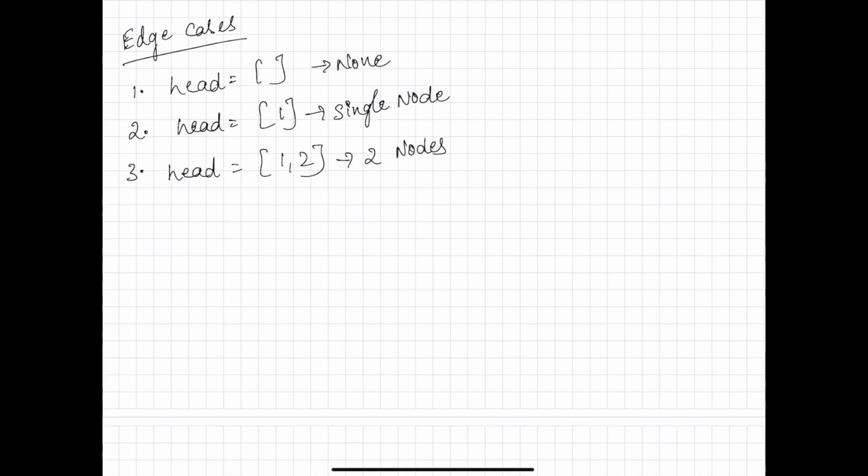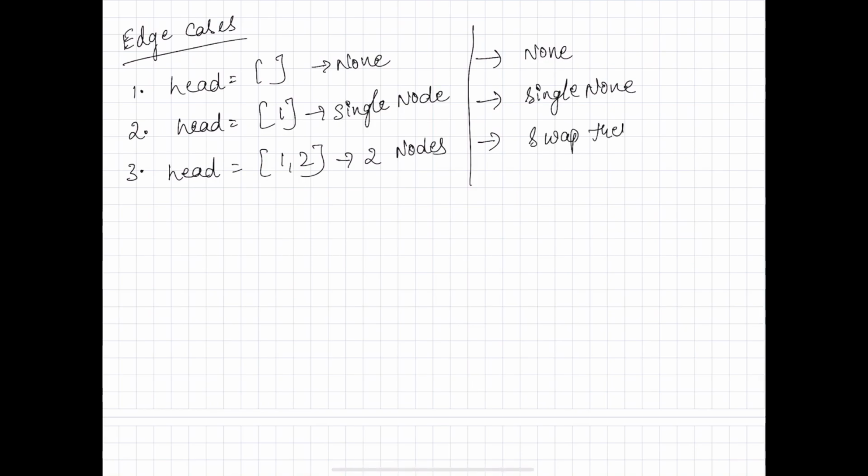So in this case, what is the output for all? What is the output when the head is None? The output should be None. When there is a single node, we have to return the single node itself. Nothing, no change. And when there are two nodes, swap them. So the output will be like 2, 1. So now we are clear about what the edge cases are that need to be solved.